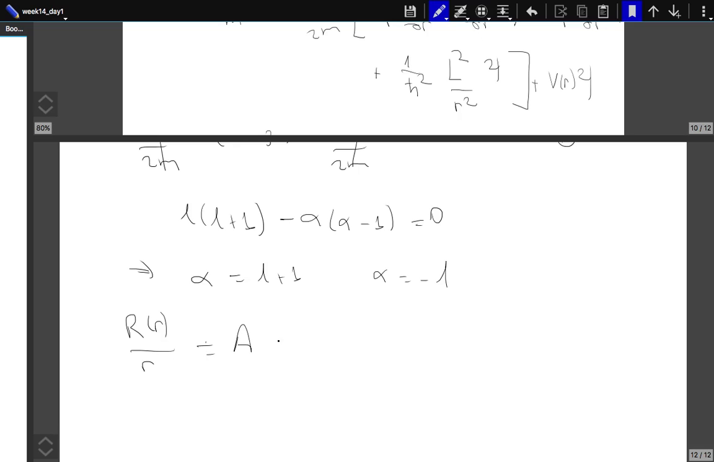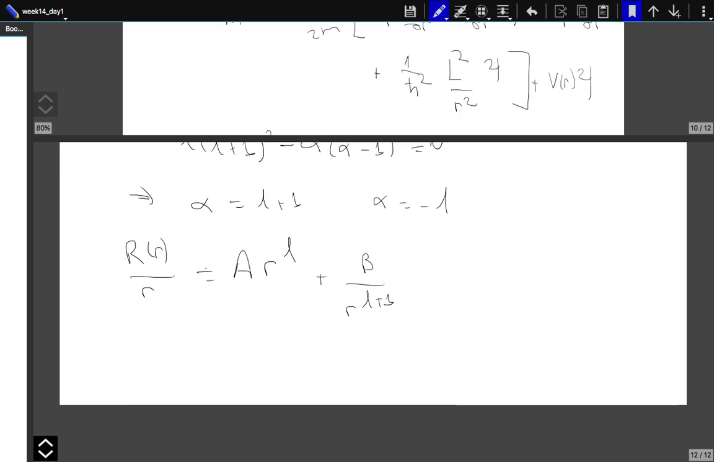This can have some dependence like A r to the l plus B over r to the l plus 1. Now you see, the second term diverges, so it won't give us a solution that is normalizable at the origin. The normalization integral will diverge because of its behavior at the origin. So that's not a normalizable solution.